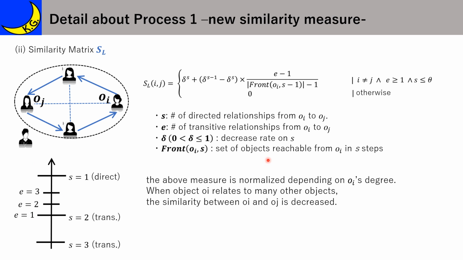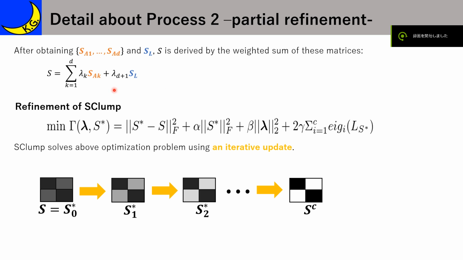The above measure is normalized depending on object i's degree. When object Oi relates to too many other objects, the similarity between Oi and Oj is decreased. After obtaining SA1 to SAD and SL, we compute the weighted sum of these matrices to derive S.